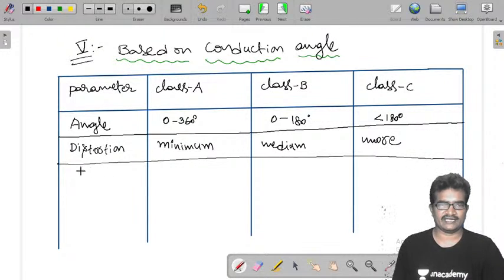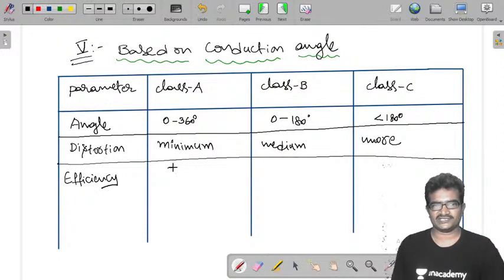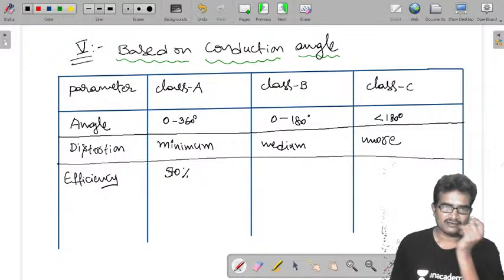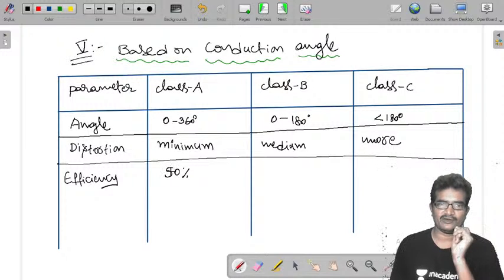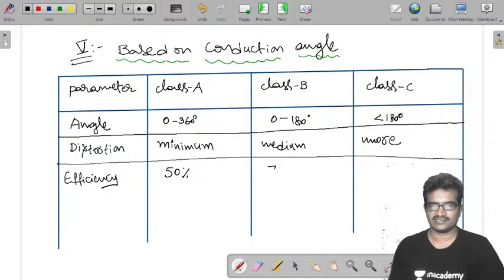Third parameter is efficiency. The maximum efficiency of class A is 50%. That means we have two types of class A, direct coupled and transformer coupled. In direct coupled we get 25%, in transformer coupled we get 50%. So maximum efficiency is 50%. In class B is 78.5%.